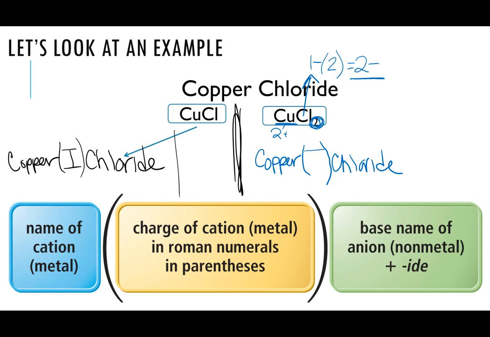The way that I would tell the viewer is I put a Roman numeral 2. And we would read this as copper 2 chloride. Okay.